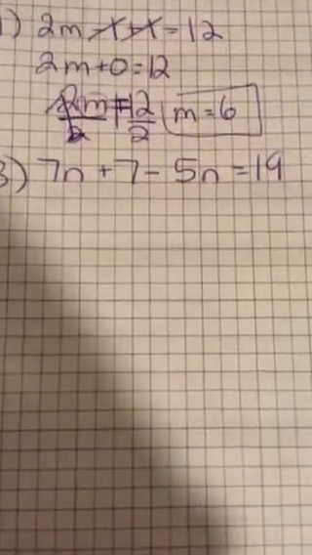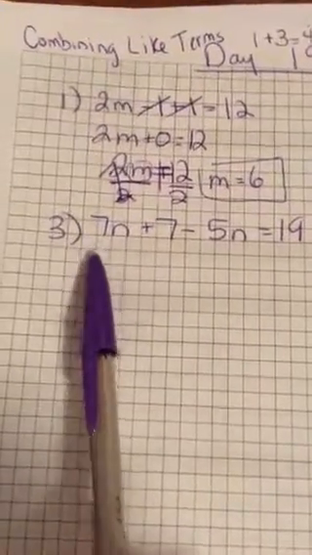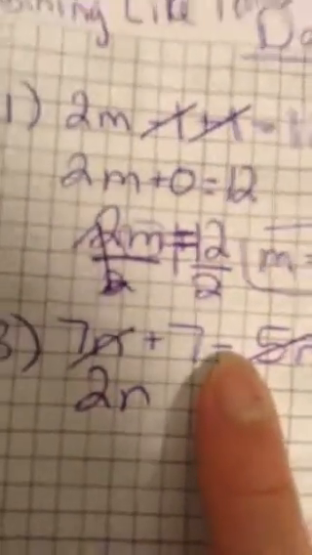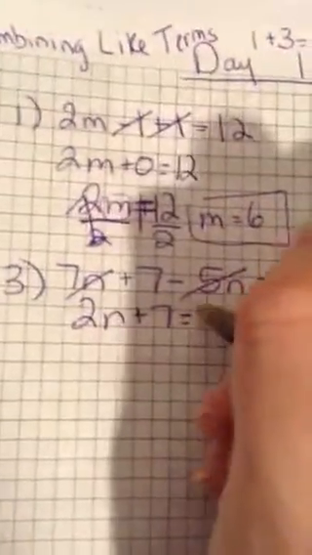Number 3 is the one I'm going to do next. When I look at number 3, I have 7n plus 7 minus 5n equals 19. I see that I have a number with an n here, a number with an n here. This is 7n and then minus 5n. 7n take away 5n is 2n. So yes, this is a minus sign, but when I'm looking at the 5n, it does count as negative because it's right in front of it. So now I have 2n plus 7 equals 19.